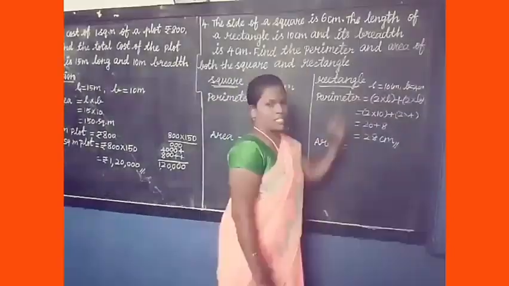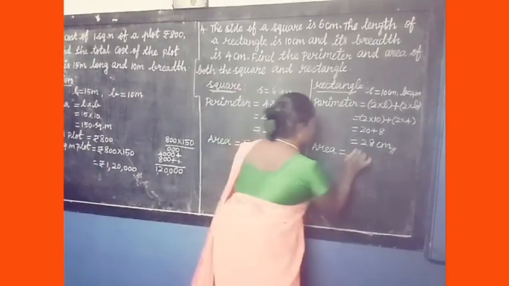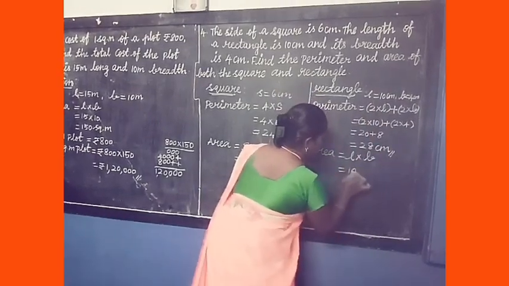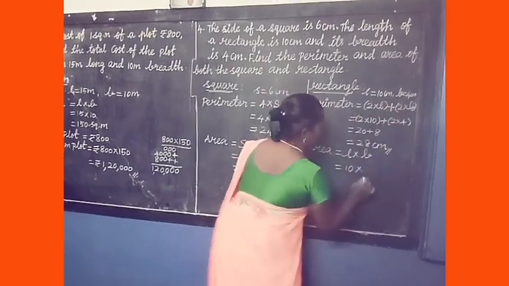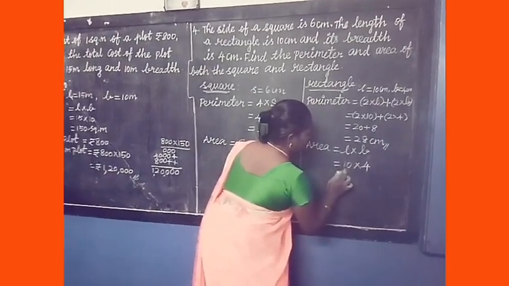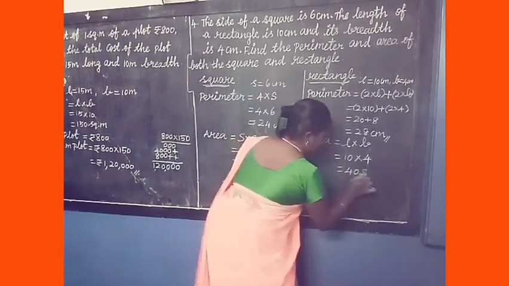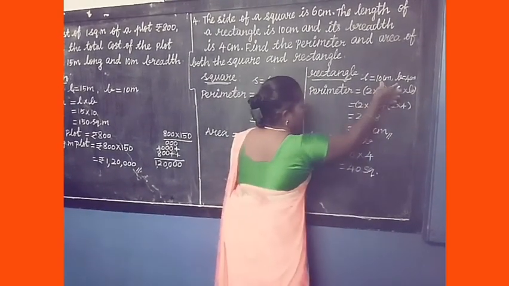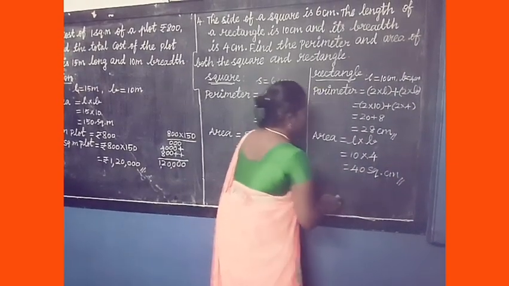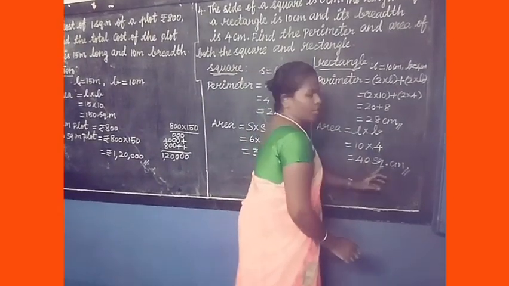L and B value is given means the formula is L into B. So L into B, right? What is the L value? 10 into, what is the B value? 4. Now multiply the value. 4 tens are 40. So area means we write square. What is the unit value? Centimeter. So unit value is centimeter. So area of a rectangle value is 40 square centimeter.